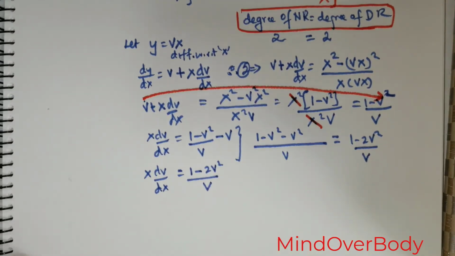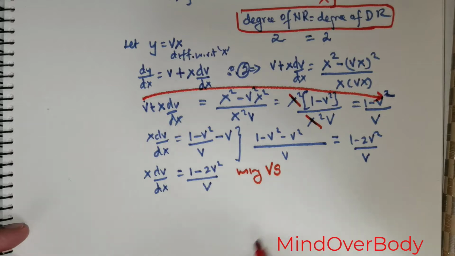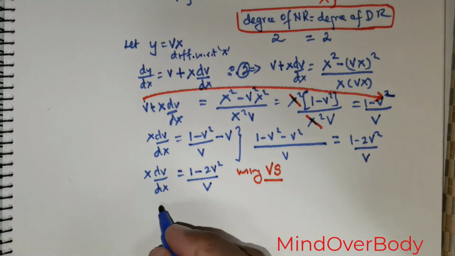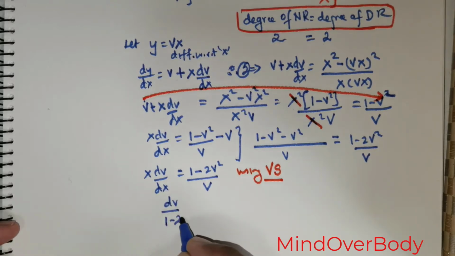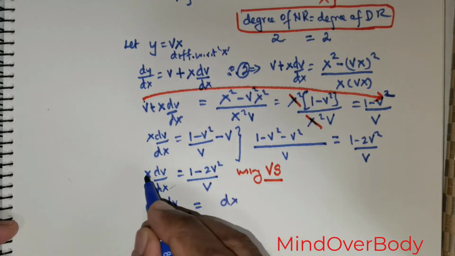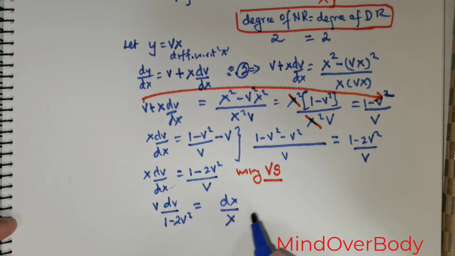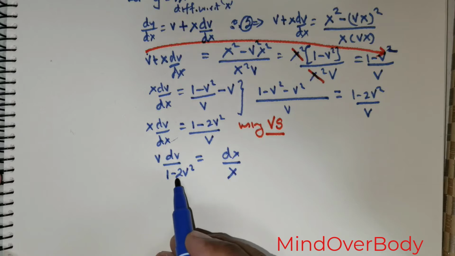Now we will have to use variable separable. So using variable separable, I'm going to use the short form. We will now have dv, I'm moving this down, 1 − 2v², I'm moving this up, so we get a v. I'm moving this to the right, so it's going to be dx, and I'm moving x to the bottom. So I get v over 1 − 2v².